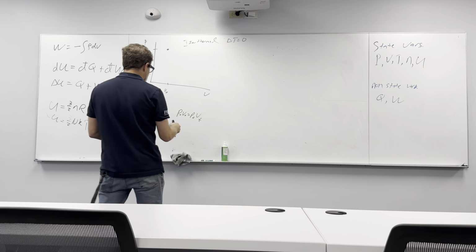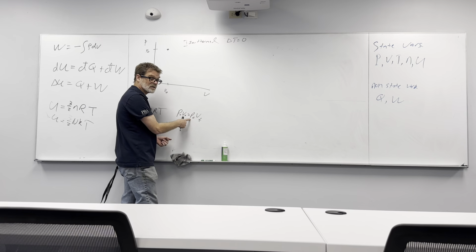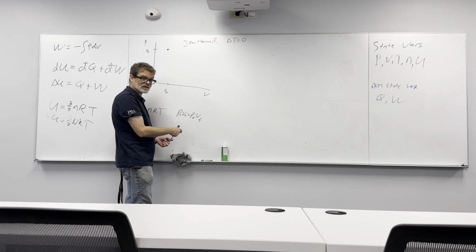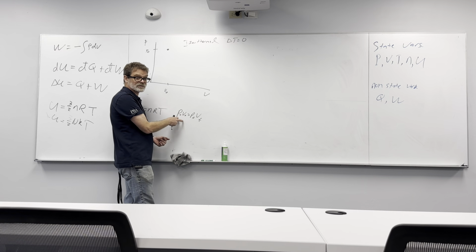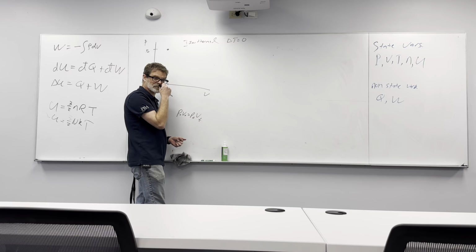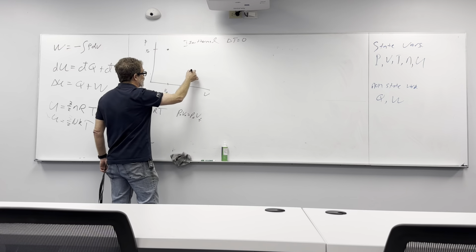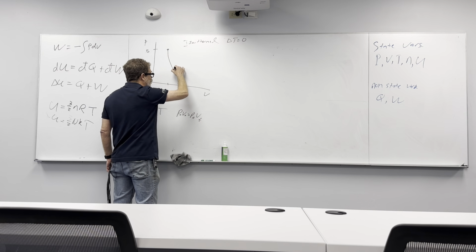Now if I make V bigger, what happens to P? Smaller, right? And what kind of relationship is that? These are reciprocals of each other. So if I double V, P has to go down by half. They're inversely related. So I don't get a line, I get a curve, a 1 over V curve.